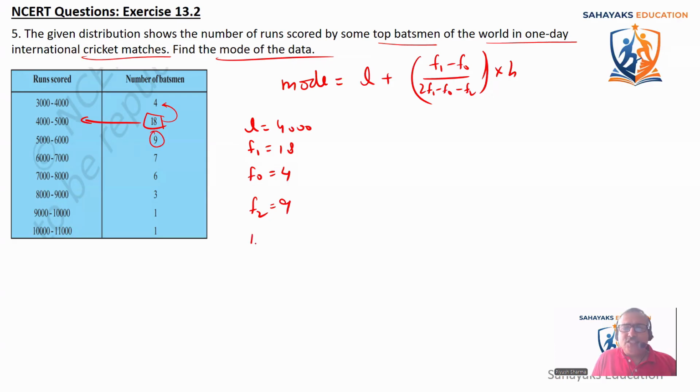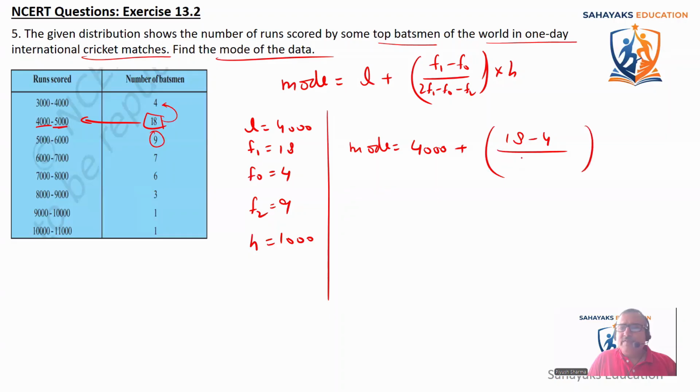Then we have to find out H. H is equal to the class size, 5000 minus 4000. The class size is 1000. Now put the values. So mode comes out to be 4000 plus F1 is 18 minus 4, divided by 2 times 18, which is 36, minus 4 minus 9, multiplied by the size, 1000.